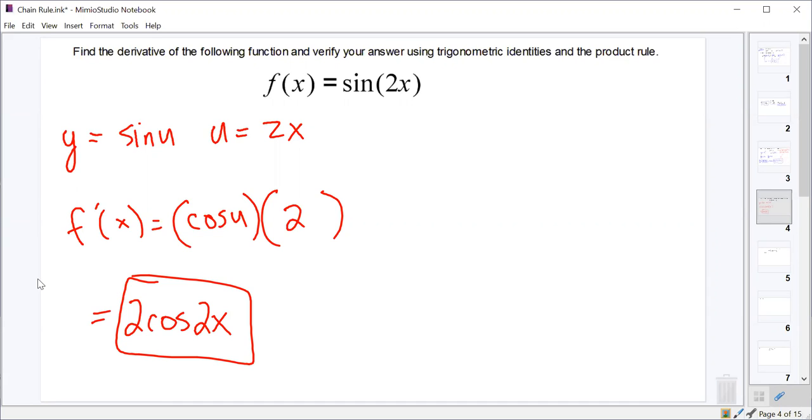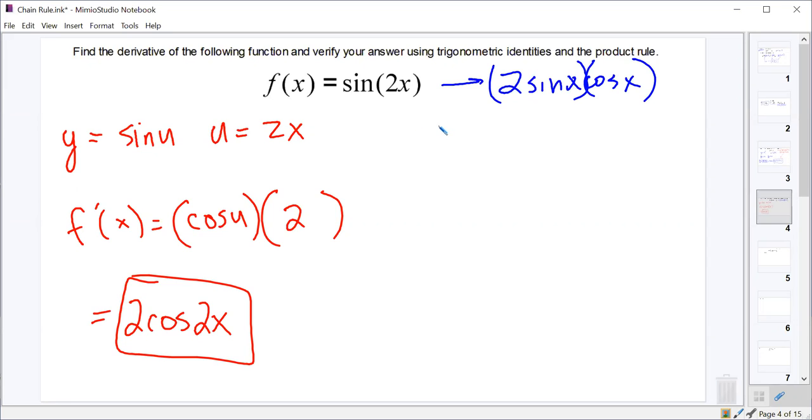Okay, could we use a trig identity to rewrite sine 2x? What's the double angle for sine of 2x? You should have that memorized. 2 sine x cosine x. Exactly. Yeah, that was on that sheet. I told you to memorize all of them. So how would I find the derivative of 2 sine x cosine x? Well, there's a function times another function, right? I could use the product rule. 2 sine x is one function and cosine x is the other one.